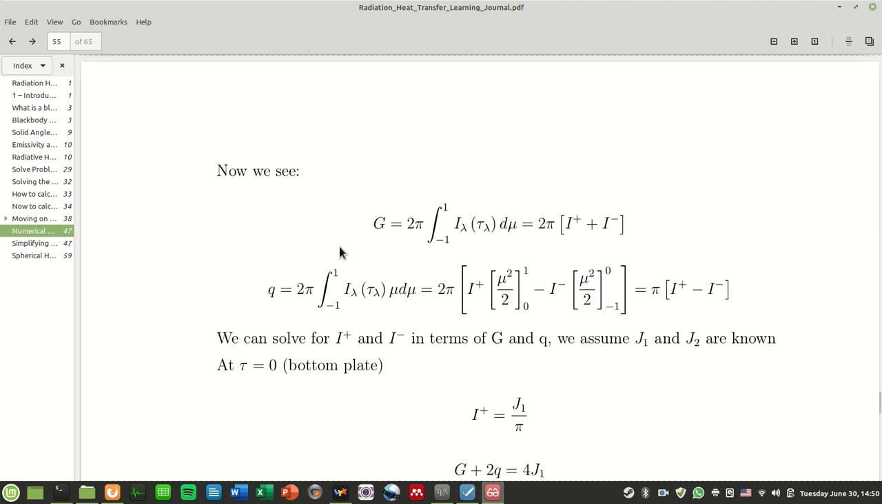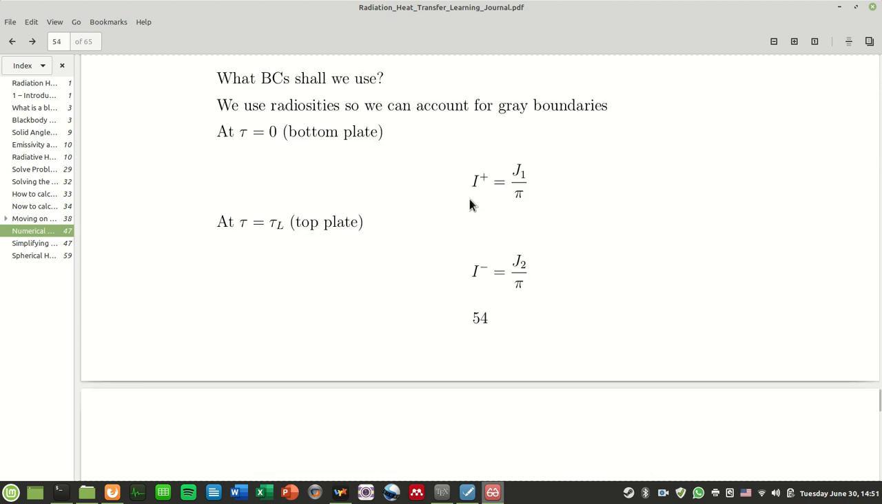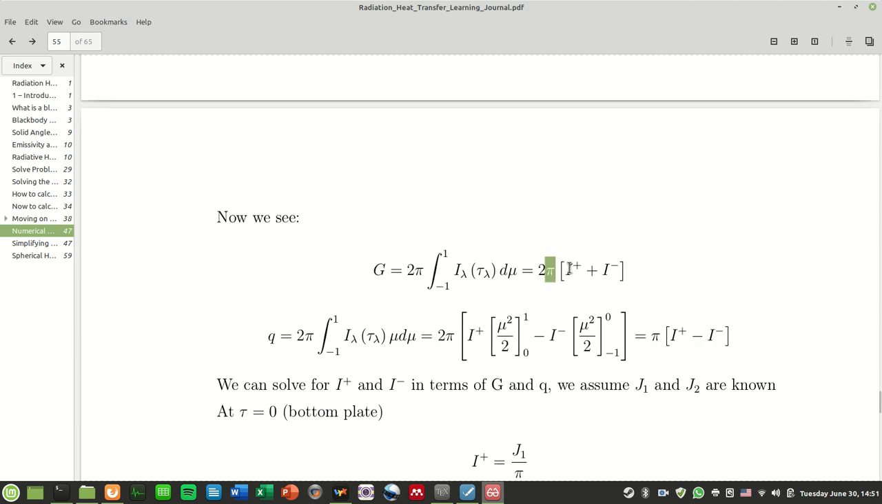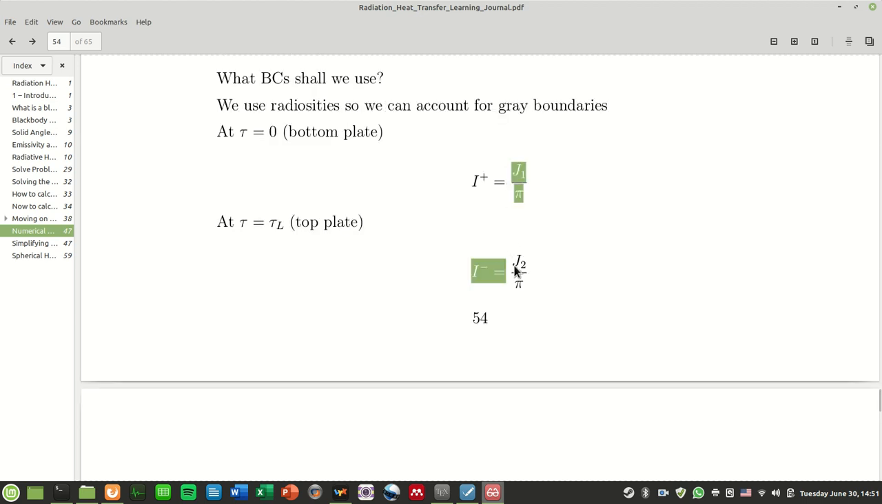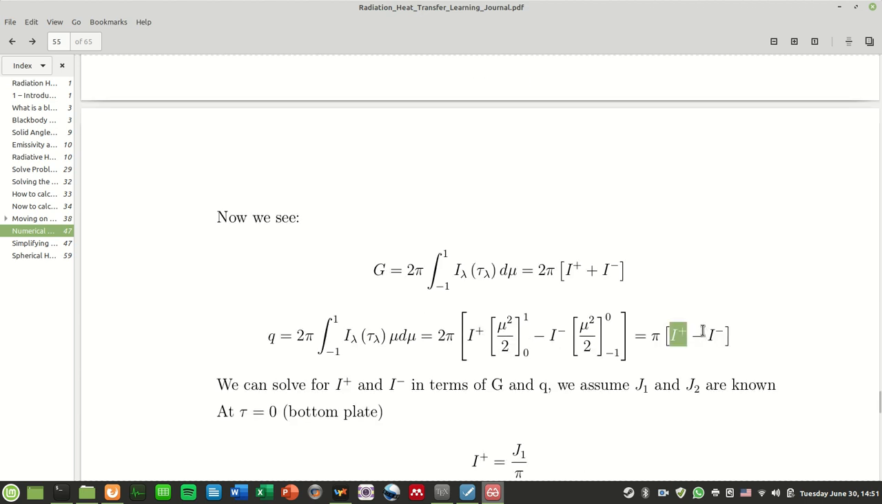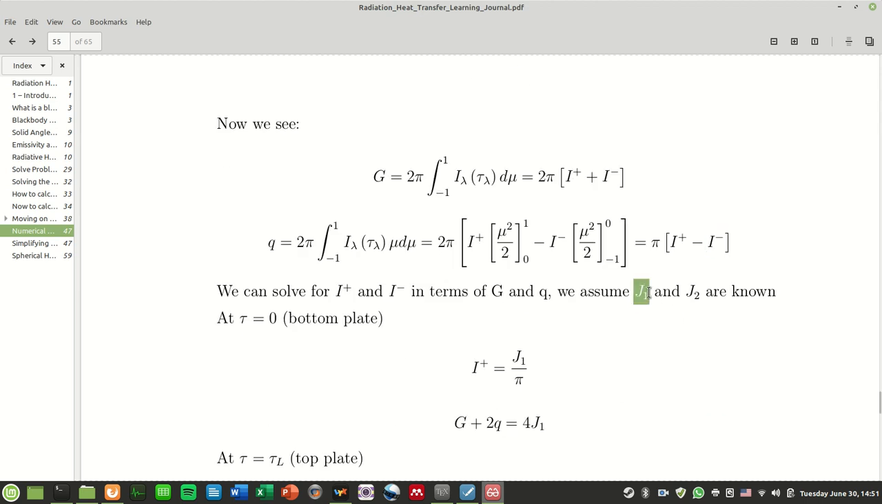Next, now that we put things in terms of I plus and I minus, we want G in terms of I plus and I minus again, and Q, the heat flux, in terms of I plus and I minus, so that we can substitute our boundary conditions in here. In terms of J1 and J2, which we assume are known, we want to make Q and G in terms of J1 and J2.